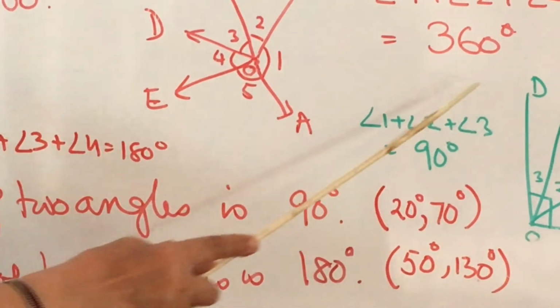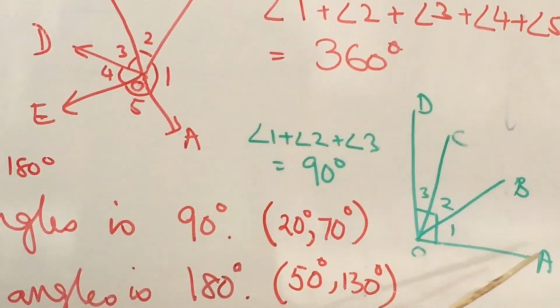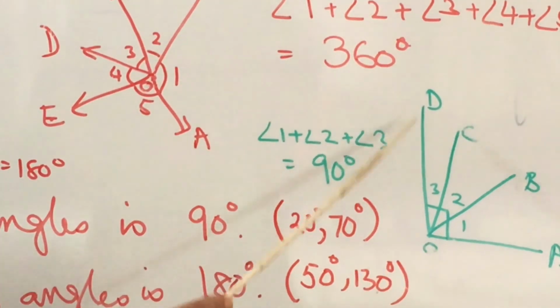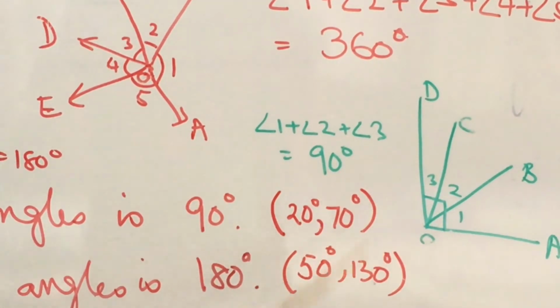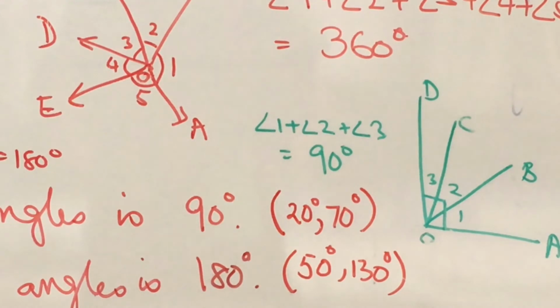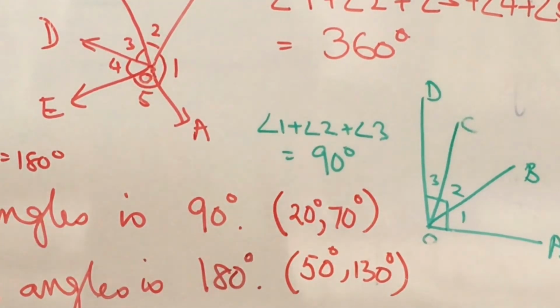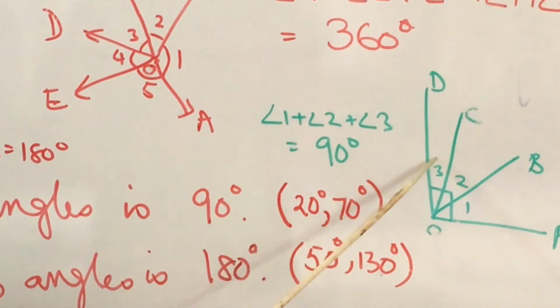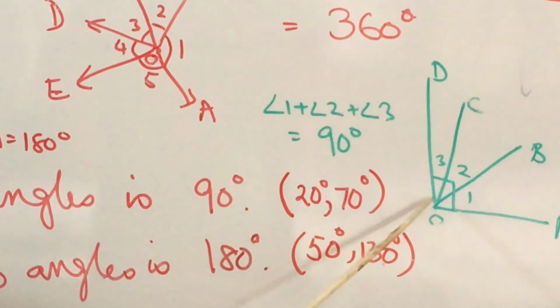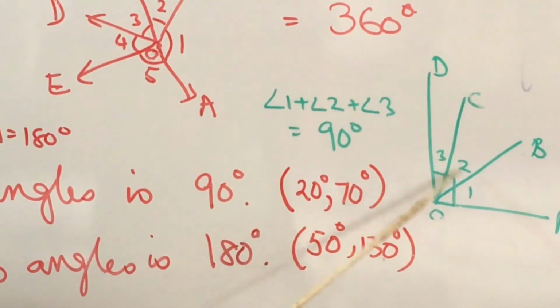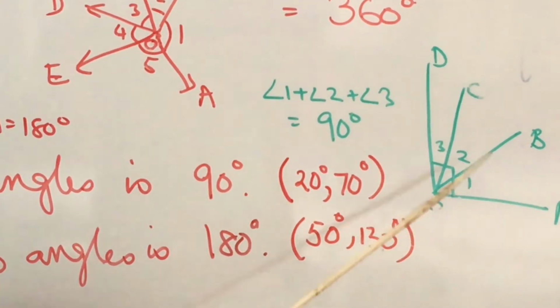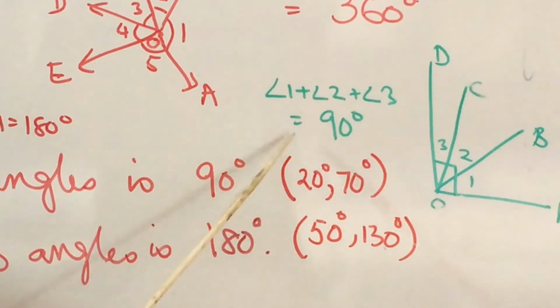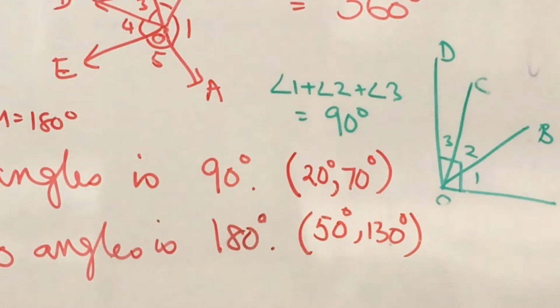Let's see. Here I have an angle AOD. Now angle AOD is 90 degrees. What will be the sum of angle 1, 2 and 3? Now in a right angle, the sum of all the angles will be equal to 90 degrees. So angle 1 plus angle 2 plus angle 3 will be equal to 90 degrees.